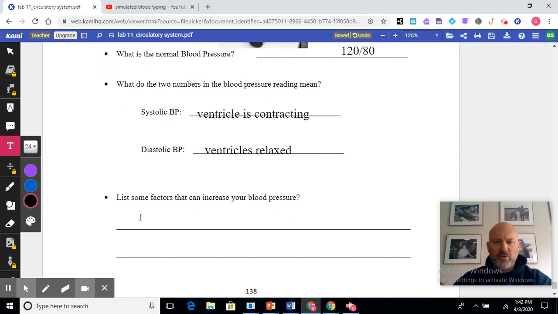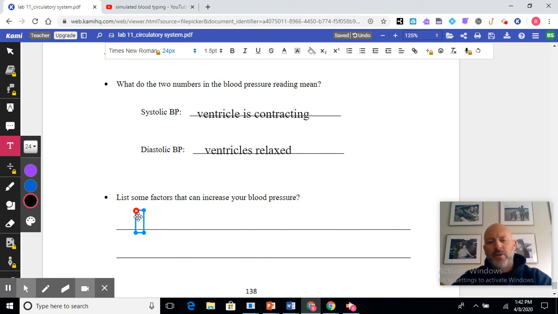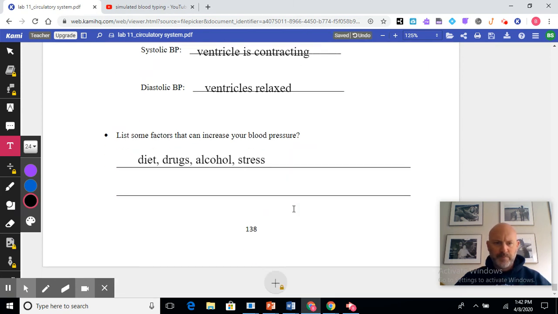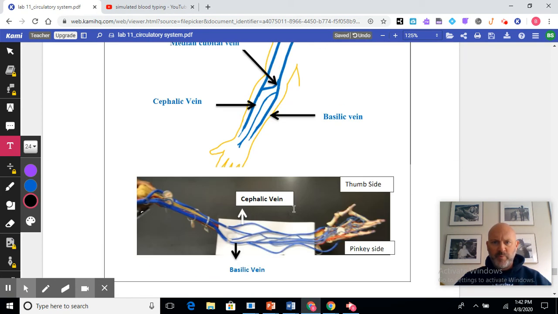Anything that can increase your blood pressure? Many things. Diet, drugs, alcohol, stress, and many other things, right? All right, I think we're pretty good here.